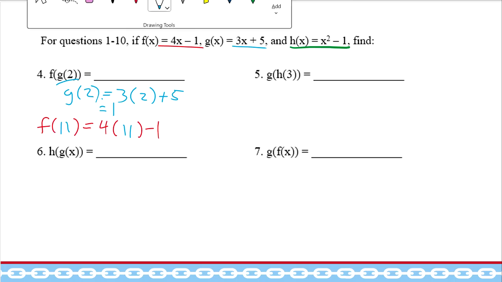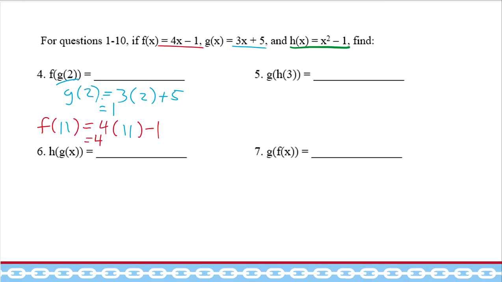Now I can finish this out. Right? 4 times 11 is 44, minus 1 is 43. For number 5, g of h of 3. So I need to take the g function and I'm going to be subbing something into it. I need to find the value of h of 3 because that is getting subbed in, right? G of h of 3.